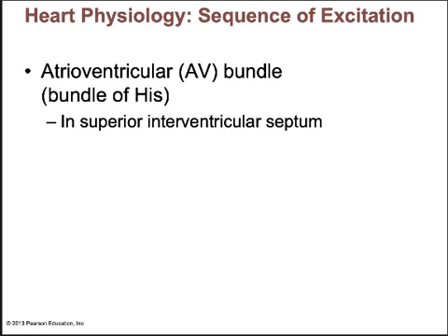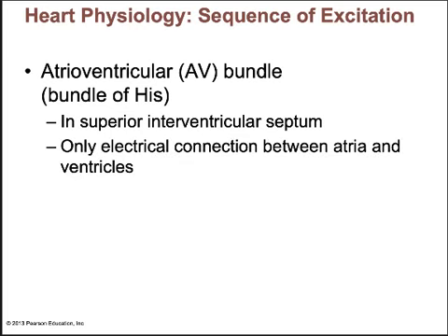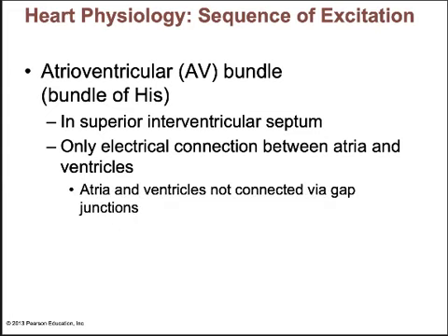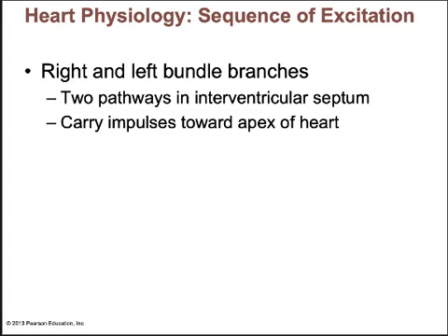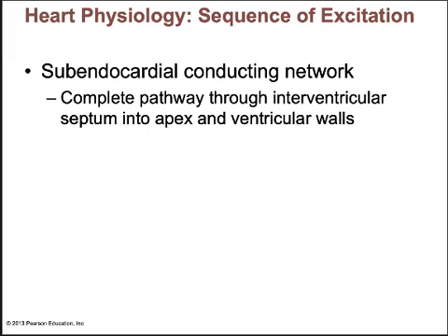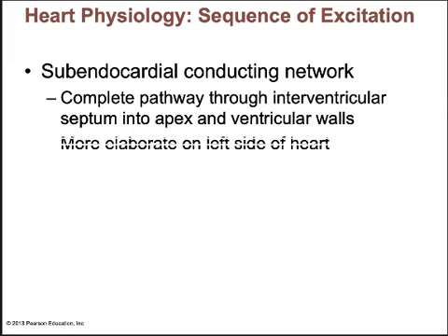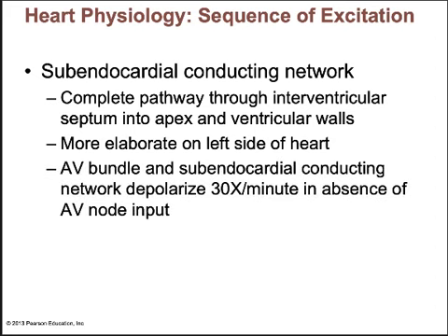The AV bundle is in the superior interventricular septum and forks into the right and left bundle branches. It's the only electrical connection between the atria and ventricles because they're not connected by gap junctions. The right and left bundle branches split towards the right and left portion of the apex of the heart. And then the Purkinje fibers bring the impulse up the walls of the ventricles. The left side has a more elaborate network than the right side of the heart.